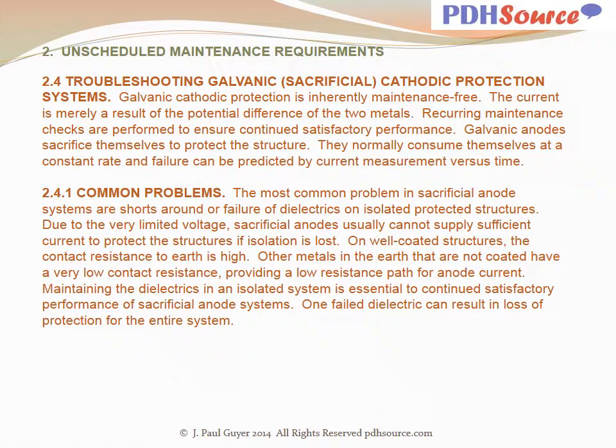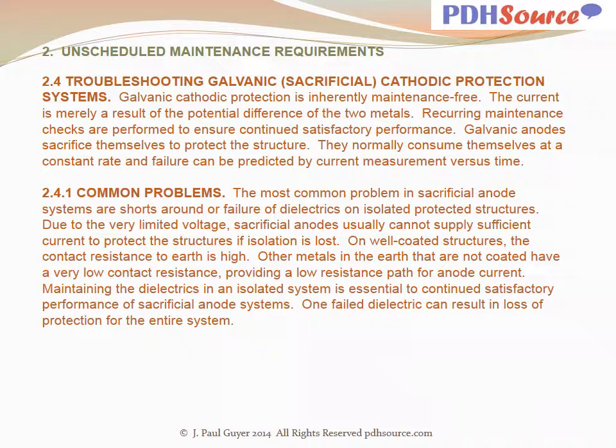For troubleshooting of galvanic or sacrificial anode cathodic protection systems, galvanic cathodic protection is inherently maintenance-free. The current is merely a result of the potential difference of the two metals. Recurring maintenance checks are performed to ensure continued satisfactory performance. Galvanic anodes sacrifice themselves to protect the structure. They normally consume themselves at a constant rate, and failure can be predicted by current measurement versus time.